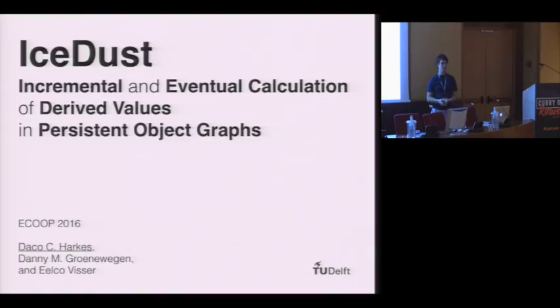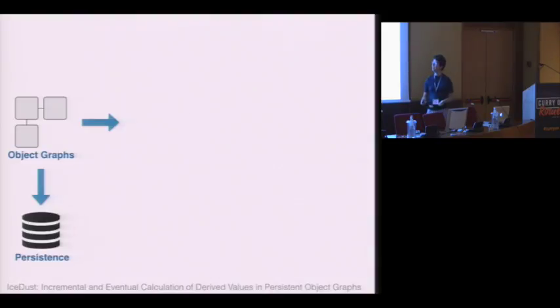The name of the DSL is IceDust, and the title reads Incremental and Eventual Calculation of Derived Values in Object Graphs. It's a kind of complicated title, so let's look at it. We're talking about object graphs, which are a data structure. We want to have this data structure persisted, and from it we calculate derived values. So we process data and we find out new data.